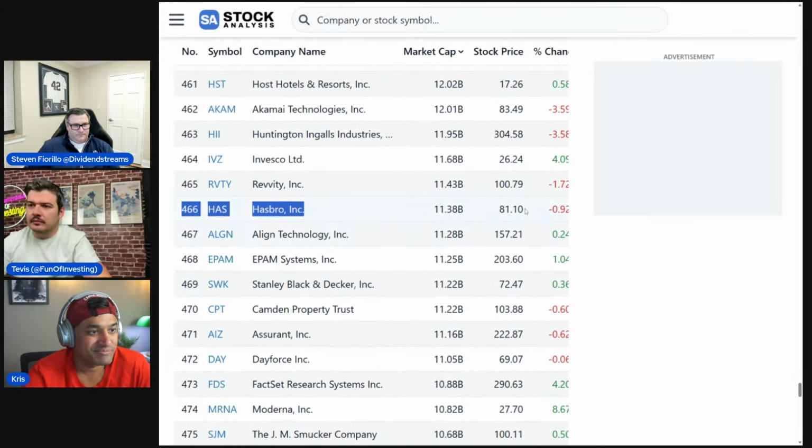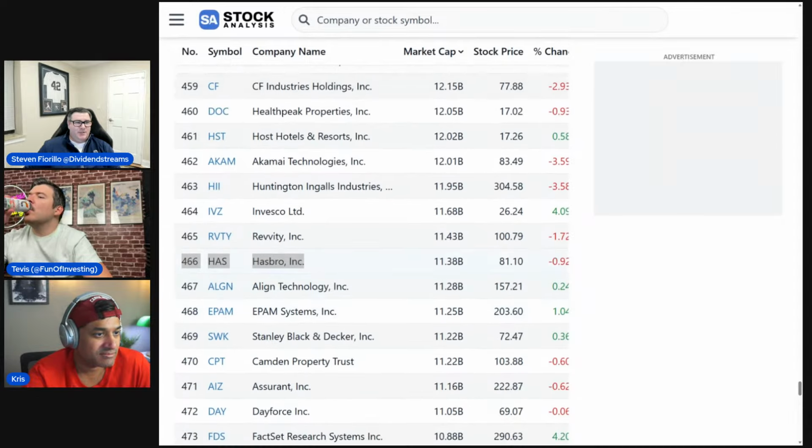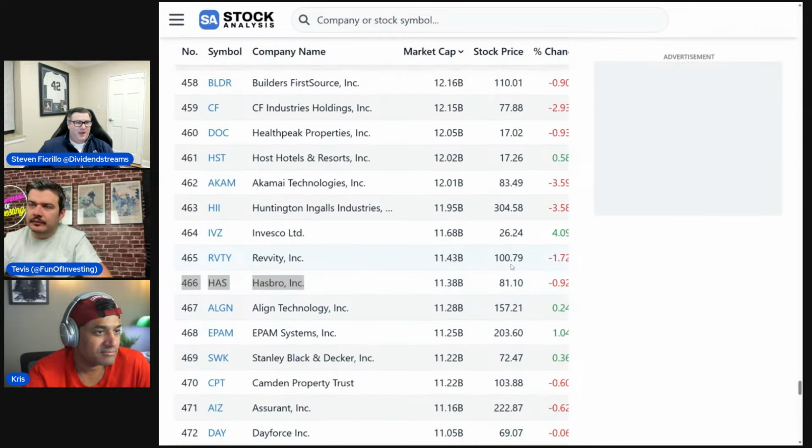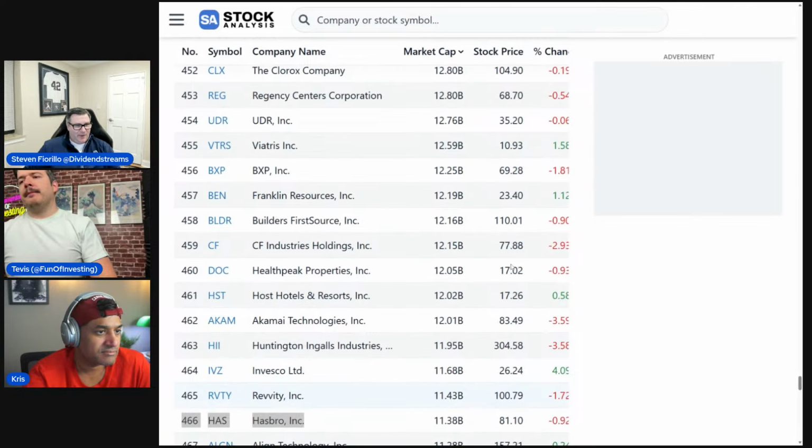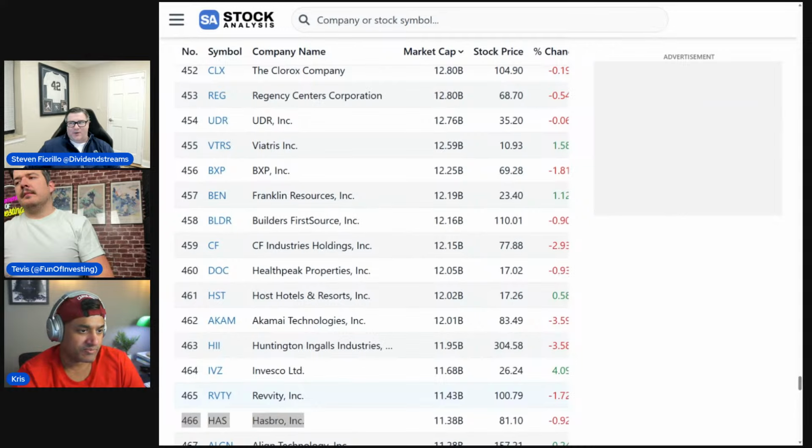So, like Hasbro, I'm shocked they're even still in the S&P. There's a lot of companies in here that I am shocked are in here. And I really want to create my own index and then allocate capital toward it, whatever amount it's going to be, and let it ride in 2026 and make a whole series around it.